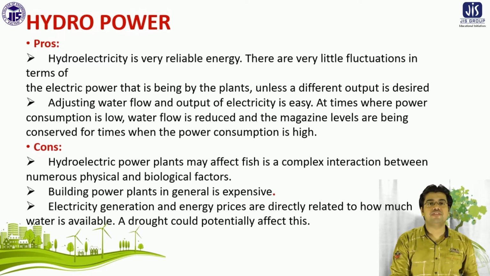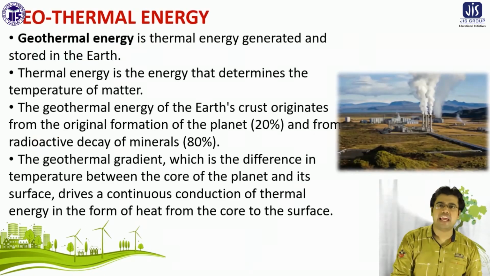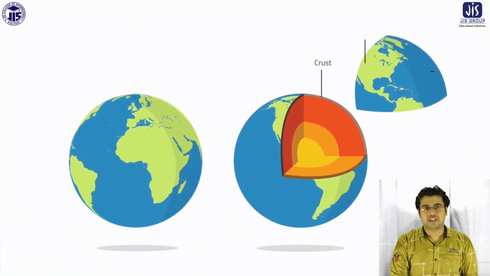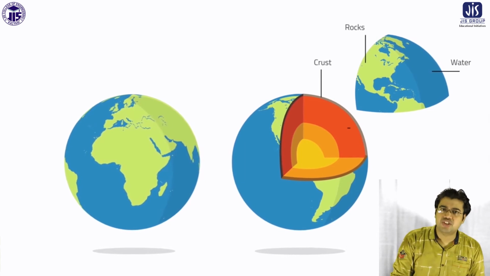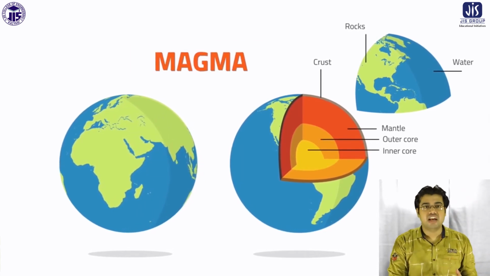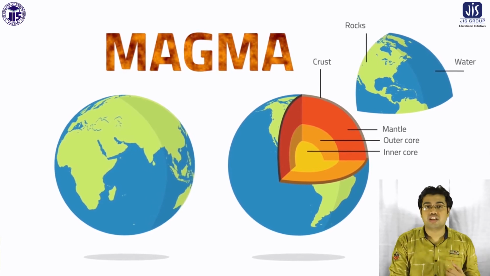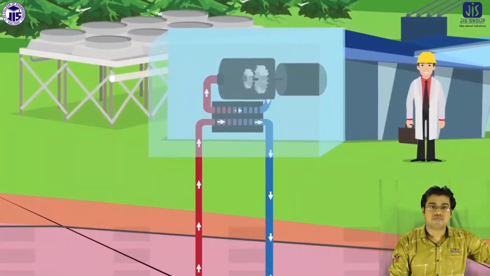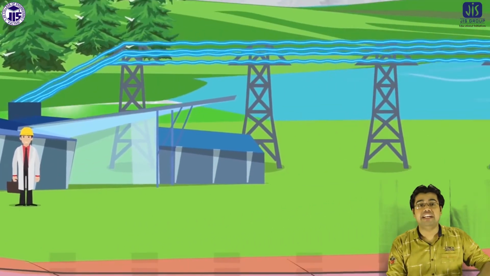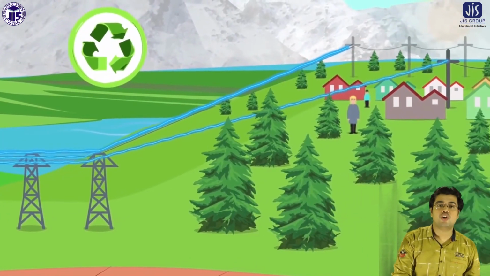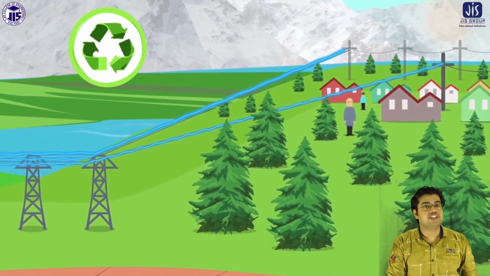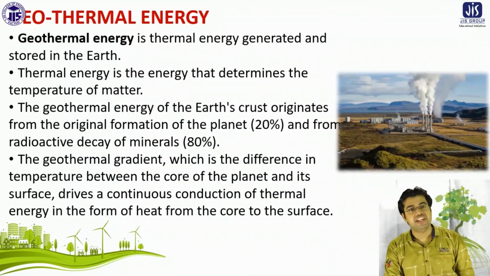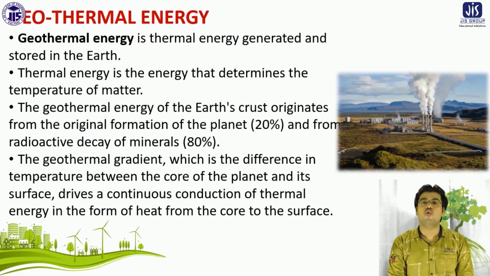Another important thing is geothermal energy. Geothermal energy is the thermal energy generated and stored in the earth. Thermal energy is the energy that determines the temperature of matter. The geothermal energy of the earth's crust originates from the original formation of the planet. And the geothermal gradient, which is the difference in temperatures between the core of the planet and its surface, drives a continuous conduction of thermal energy in the form of heat from the core to the surface.